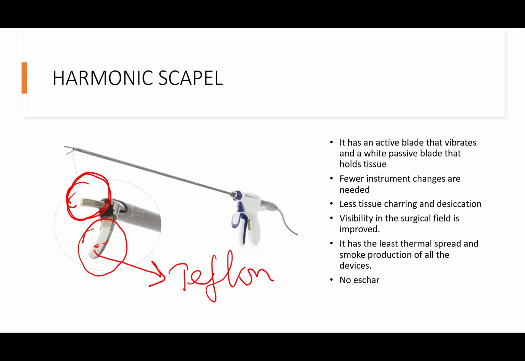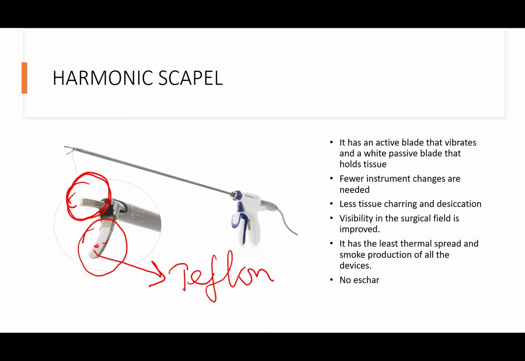Now, fewer instrument changes are needed, and there is less tissue charring and desiccation. The beauty of the harmonic scalpel is that there is no smoking. You know, when you are using the electrosurgical instrument, either monopolar or bipolar, you have a lot of smoke in the cavity. You have to open one of the ports to let out some of the gas so that the smoke flows along. Then you close. But the harmonic scalpel does not generate this smoke. So the visibility in the surgical field is improved.